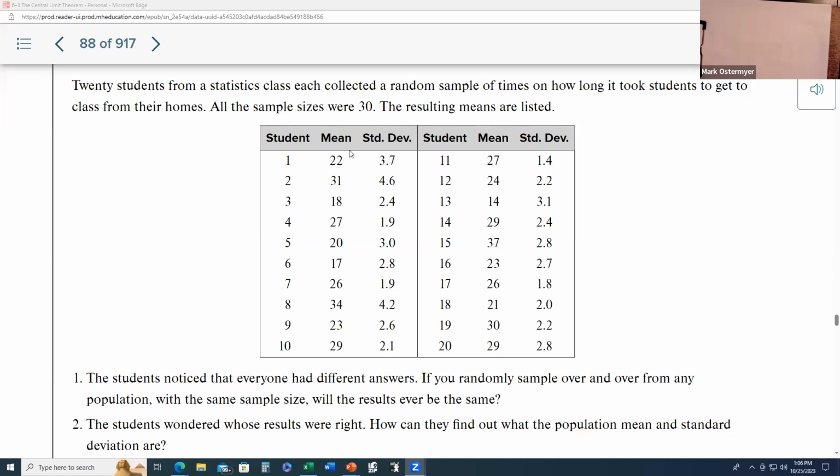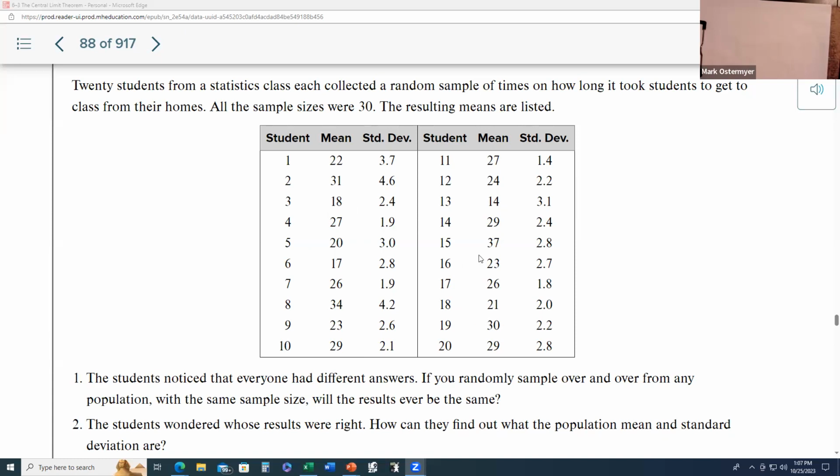But the mean of all these 20 sample means would be equal to the population mean, guaranteed by the central limit theorem. So I have a question for you. Which sample mean would you put faith in as a good predictor of the population mean, of which we don't know? Do we have any idea, ladies and gentlemen?